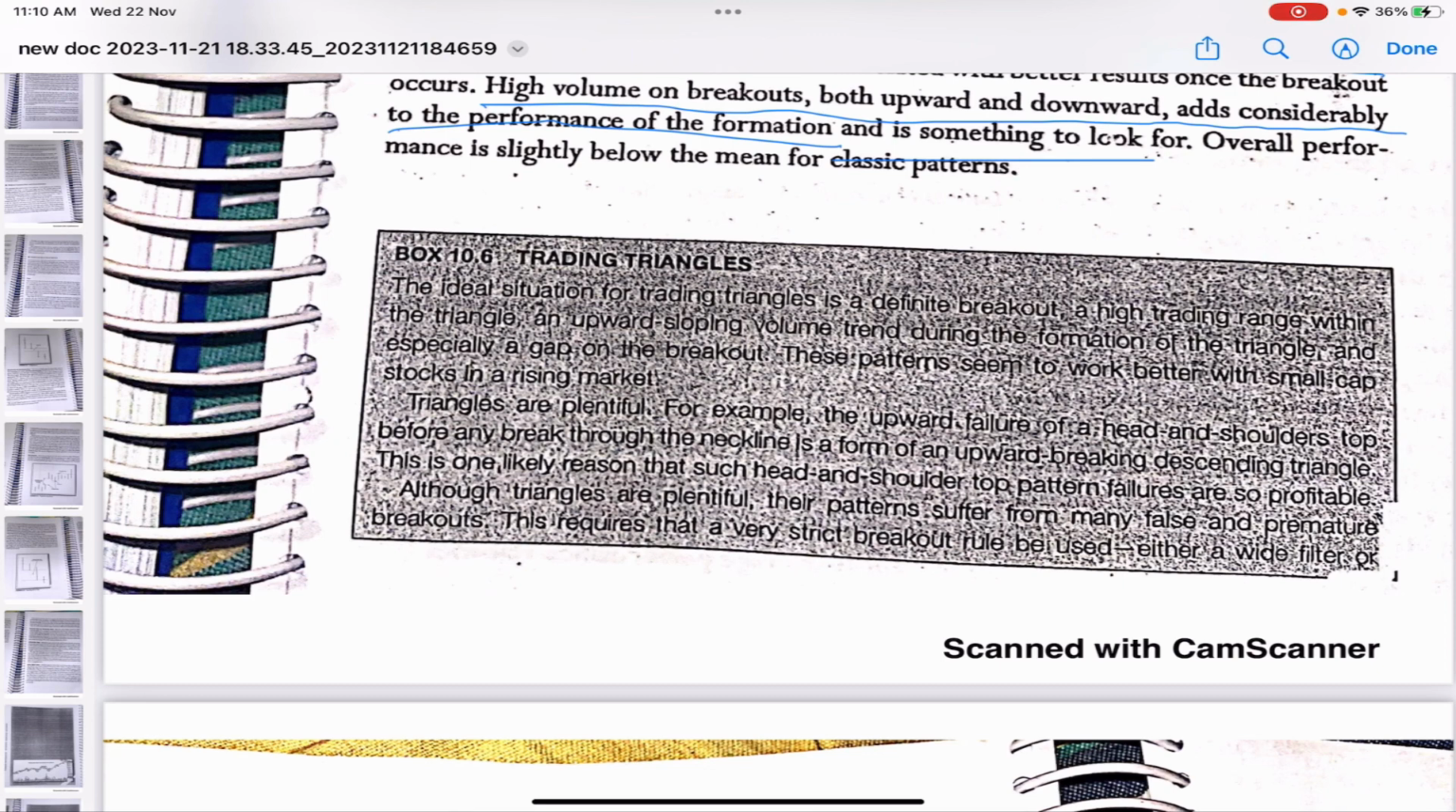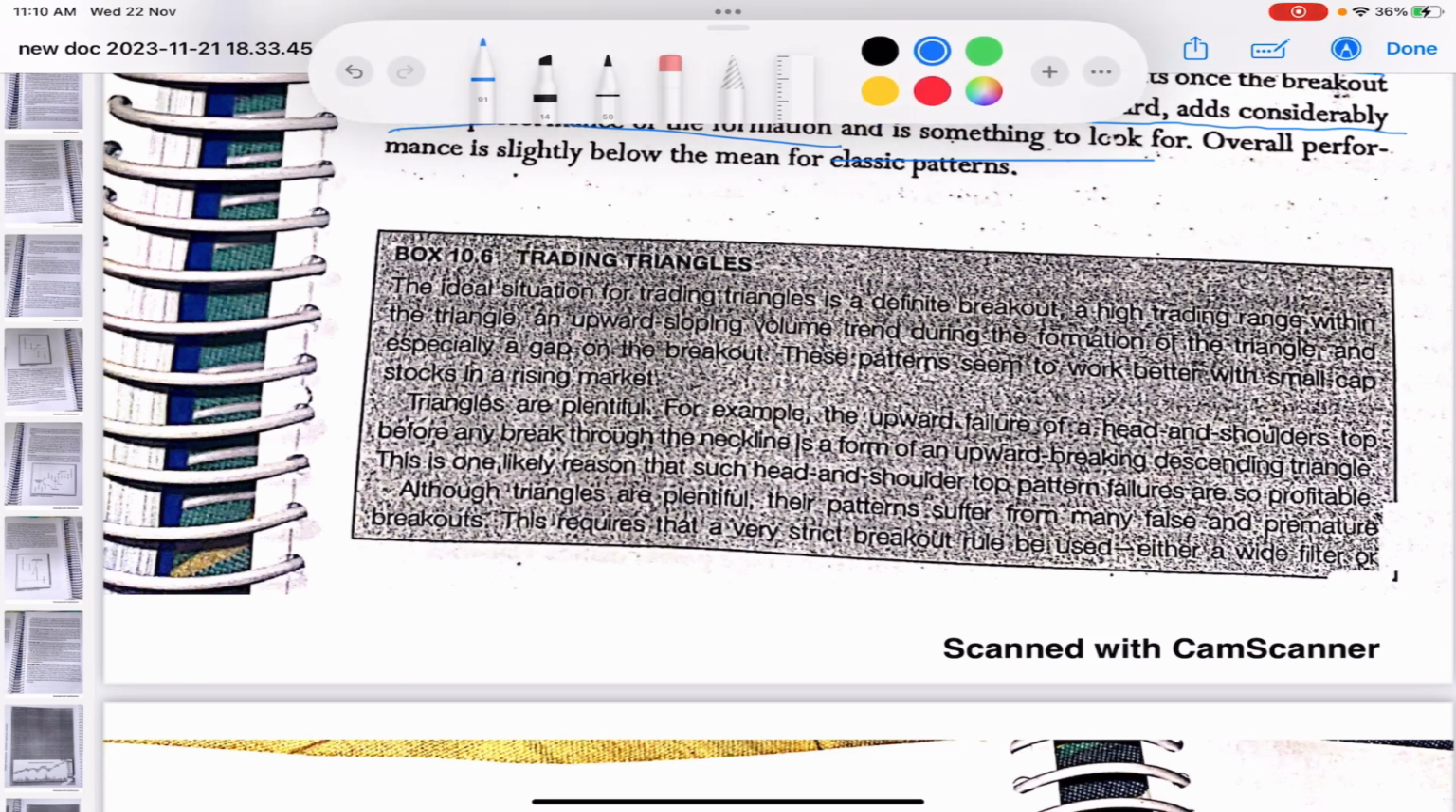Triangles are plentiful. For example, the upward failure of a head and shoulder top before any break through the neckline. Okay, head and shoulder. I don't think you know what that is right now, but you have done it in level 1, so I'll just quickly give you a brief. This is the head and shoulder pattern. This is the head, this is the shoulder, and there is a breakdown from the shoulder, and then the price goes down.